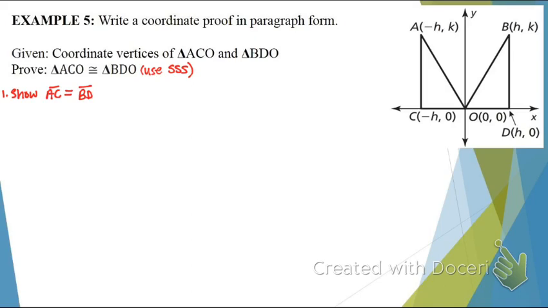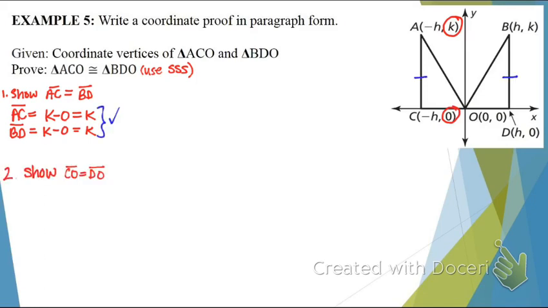This one's actually a lot easier, right, because these are vertical lines. So again, to find the length of a vertical line, we're just taking the y coordinate and subtracting the y coordinate. So AC is going to be equal to K. And by a similar method, BD is also equal to K. And we can check that off our list. That's one side we've shown congruent.